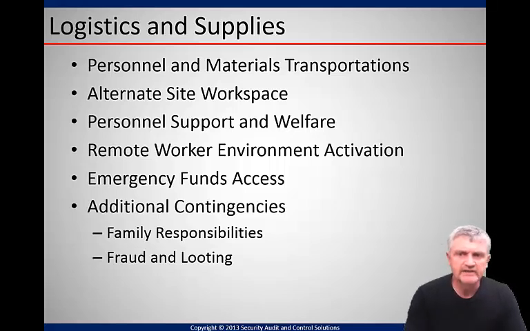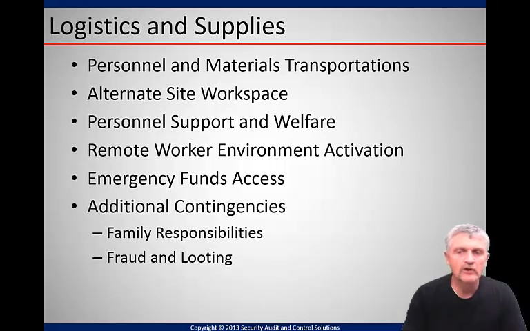Logistics and supplies: personnel, materials, transportation. Do we need new printer paper? How are we going to get there? There's little things like printing paper. Is there enough facilities for the people to use? Alternate site workspace: instead of everybody going to one building, do we have them dispersed to different sites as well? Because mobile telecommunication and mobile computing is a big and effective solution as well, but also depending on what the threat was.